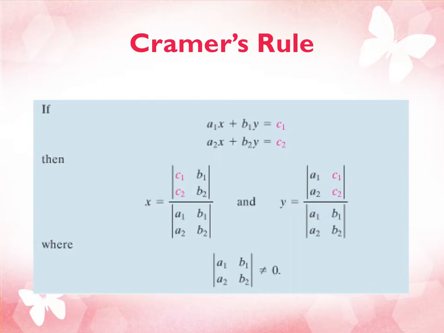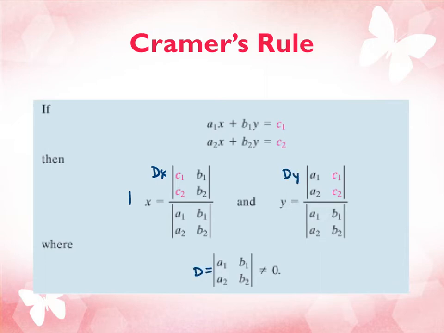So if I have a two-variable, two-equation system, then I'm going to find three determinants. I'm going to find the determinant when I remove the x's and replace them with the constants. I'm going to find the determinant when I remove the y's and replace them with the constants. And I'm going to find the determinant when I use the x's and the y's. We'll call the first one d sub x, this would be d sub y, and then the bottom one is just d.